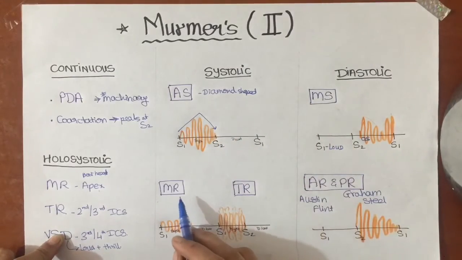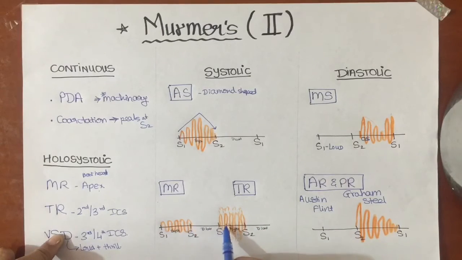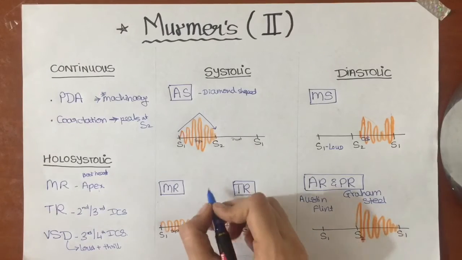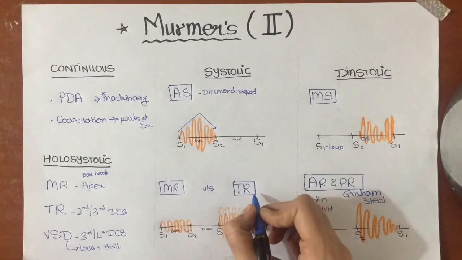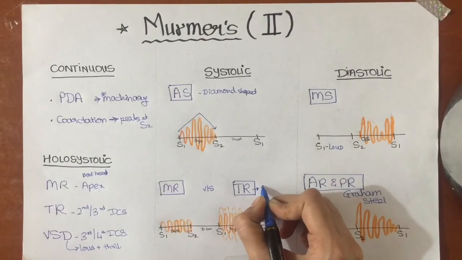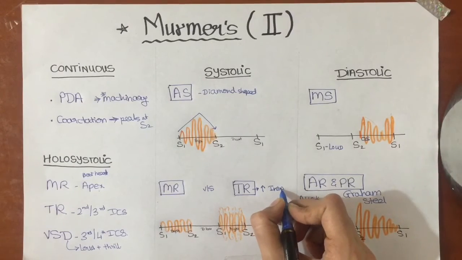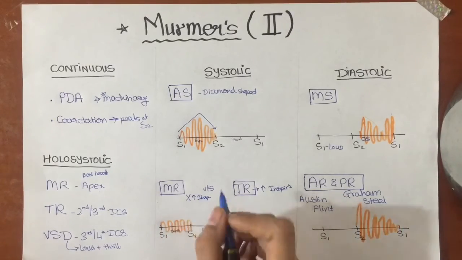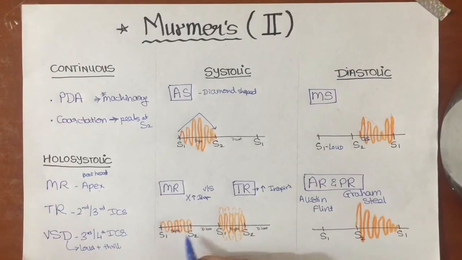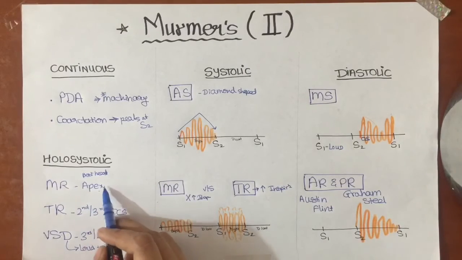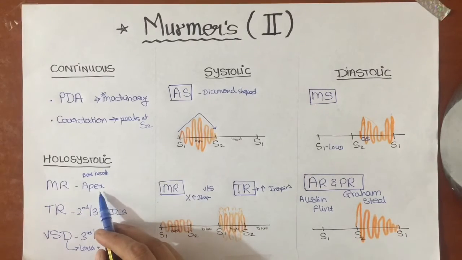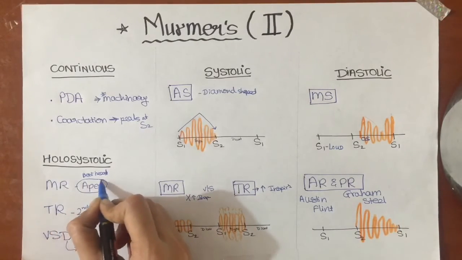Coming next to two more conditions which have a holosystolic murmur, that we had seen: mitral regurgitation and tricuspid regurgitation. Now how to differentiate this? Remember that the murmur of tricuspid regurgitation increases in intensity with inspiration, whereas there is no such increase with inspiration in mitral regurgitation. So this is how you will differentiate mitral regurgitation from tricuspid regurgitation. Also, best heard location can be used to differentiate. The mitral regurgitation murmur is best heard at the apex. It is a very important point.